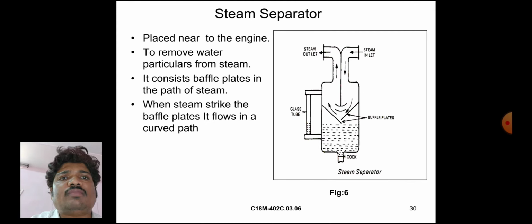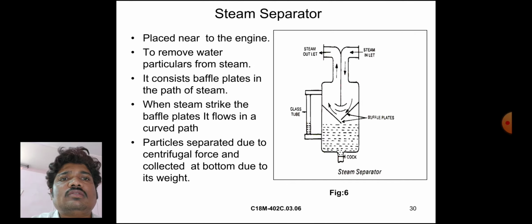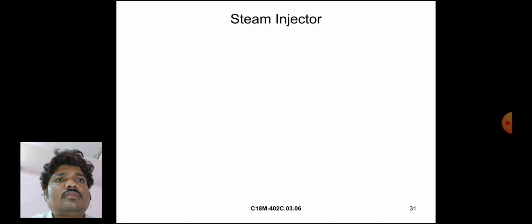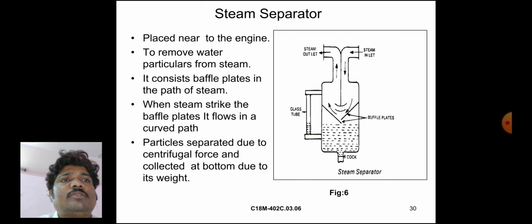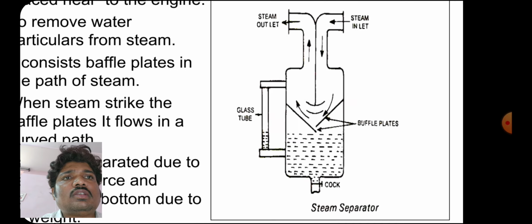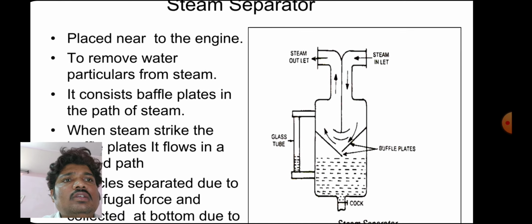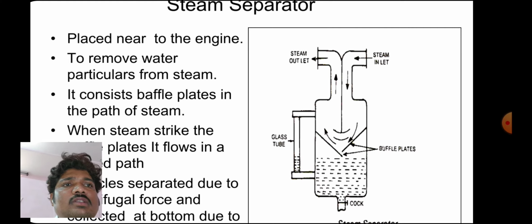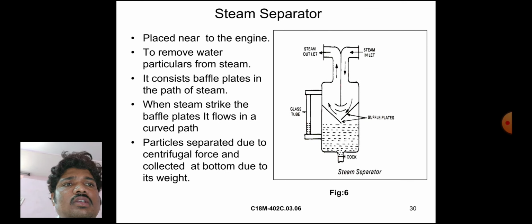When steam strikes the baffle plates, it flows in a curved path. Water particles are separated due to centrifugal force and collected at the bottom due to their weight. This is a steam separator as shown in this figure. The components are: steam outlet, steam inlet, baffle plates, glass tube, and cock.